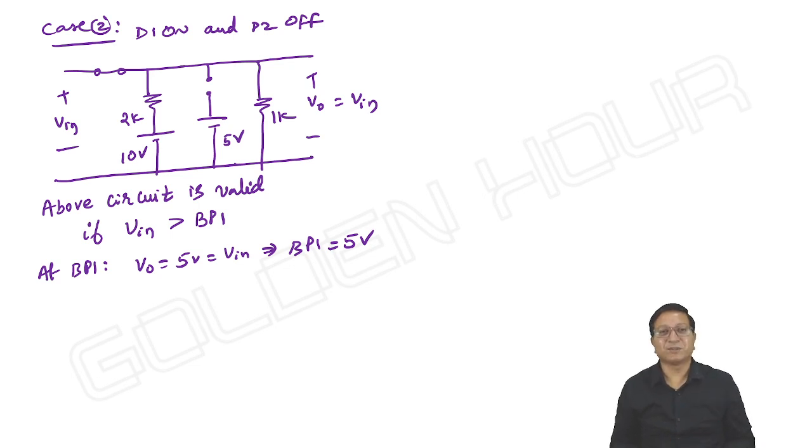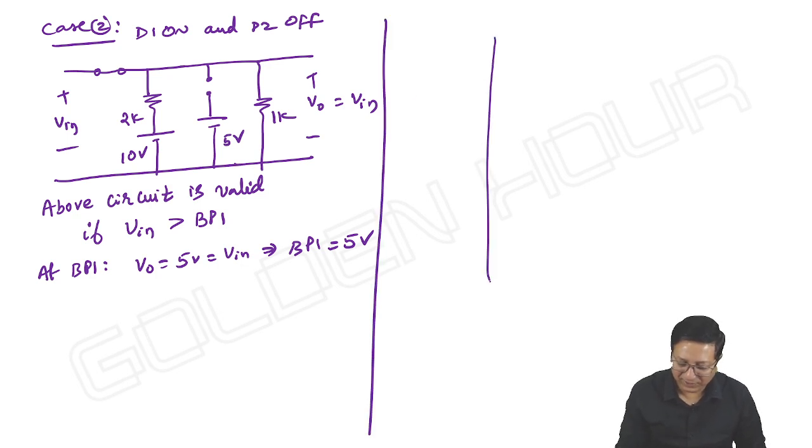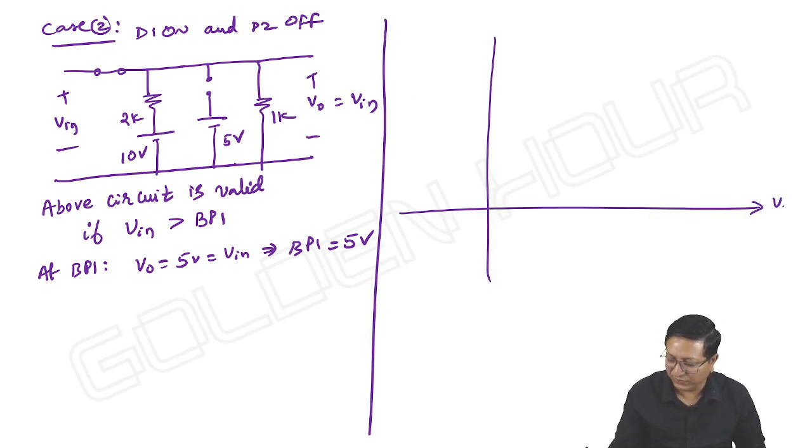Now, in this circuit, there is no point of looking at 10 volts. Is 10 volts coming into the picture? Not at all. So now if I draw the transfer characteristics of this particular case, see how interesting the problem is.